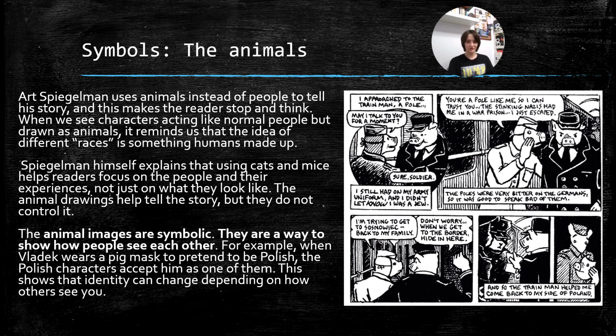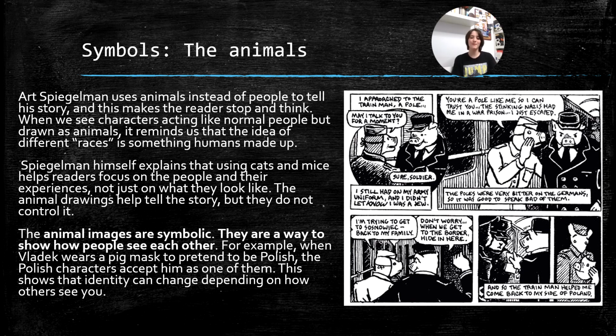Because you see here, his father just wore a pig mask, and the Poles just introduced him to other Poles, and he actually made business with them later in the book. "So you're poor like me, so I can trust you, you know?" That's what the Pole told him. But that's not actually true, because he was a Jew, he was wearing a mask.